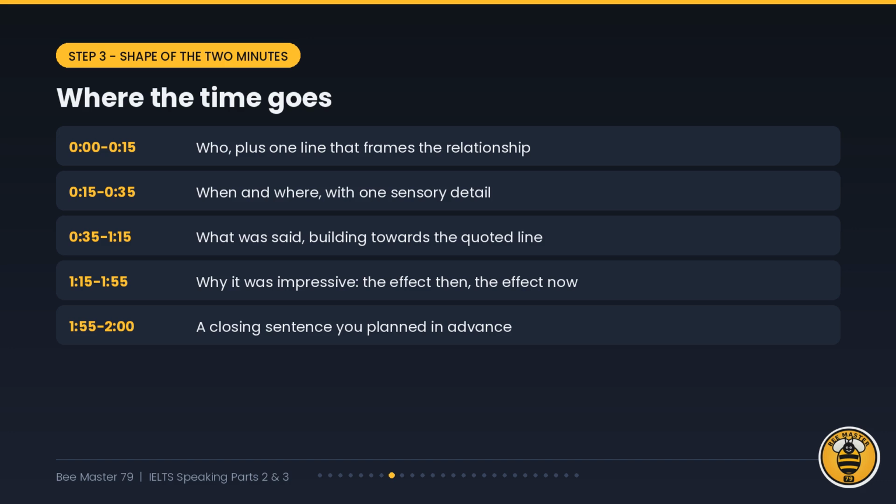And this is the shape of the 2 minutes. The quoted line lands at around 1 minute 15, and everything after it explains why it mattered.